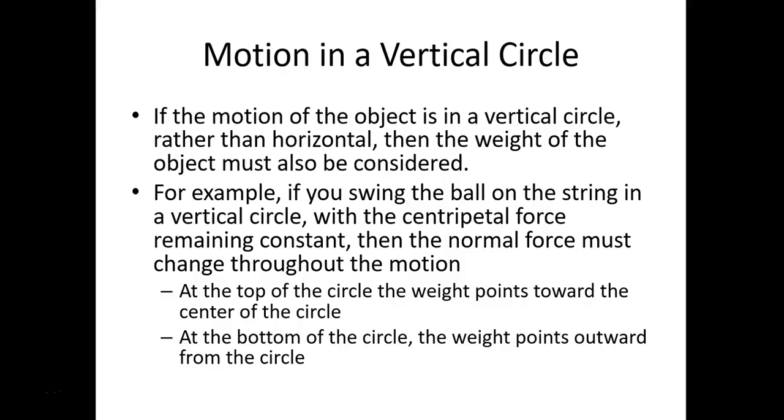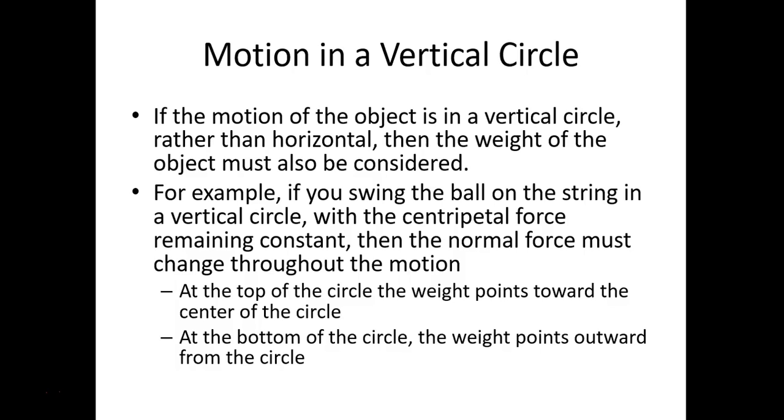In the previous examples, we talked about an object moving in a horizontal circle. If it's moving in a vertical circle, you have to think about the weight of the object as well. And remember that the sum of the forces on the thing that's moving in a circle should add up to mv squared over r.